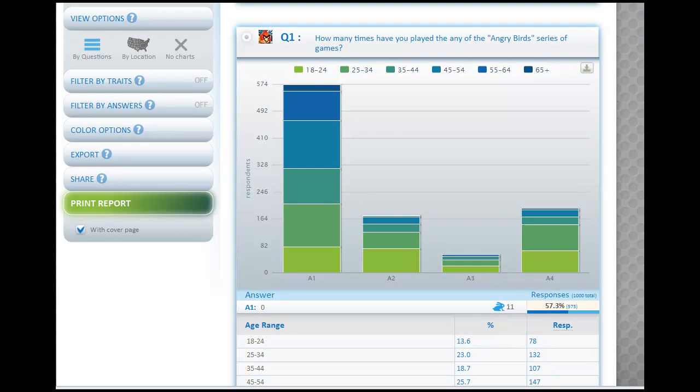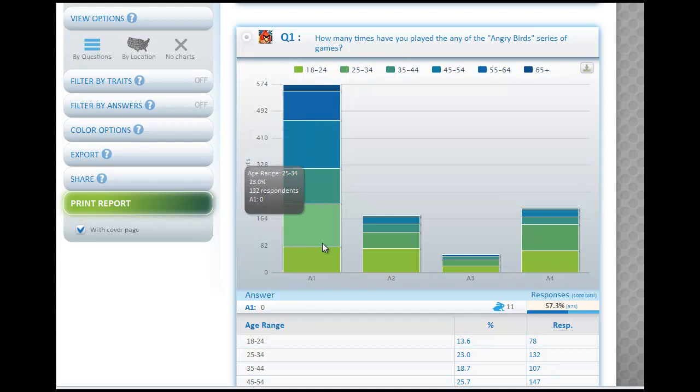So how did my hypothesis pan out? If I look at the people whose answer option was 0, that is, they've never played any of the Angry Bird games, how does that distribution show? Well, it looks to me like my hypothesis that there is a variation by age is correct.